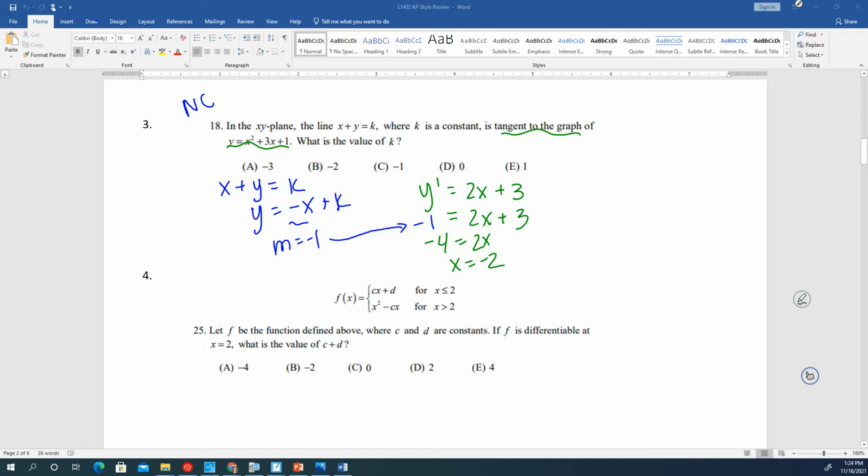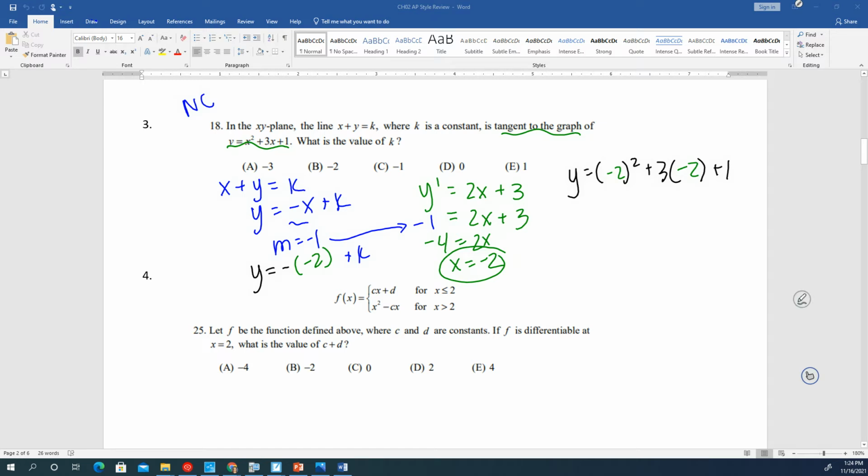Perfect. Okay, there's our x value. So we're trying to find this constant. So right now we know x is -2. So you're solving this. You're like, okay, I'm going to have to figure out what y is. And to find that, you can just plug it back into the normal equation, which is y is x squared plus 3x plus 1. So it's tangent at this point, x = -2.